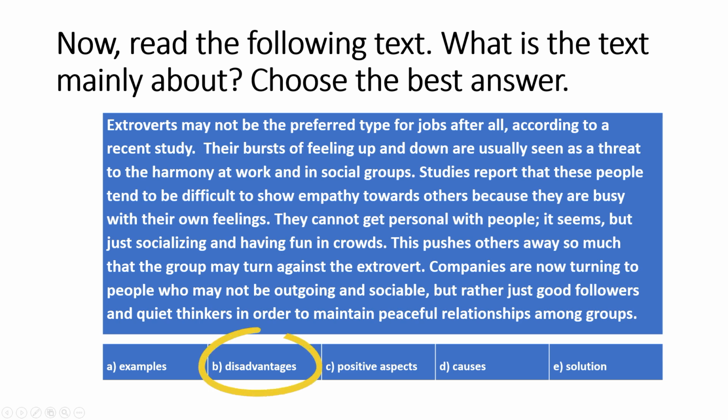The answer to this question is disadvantages. Why? Let's see. There are some keywords or sentences that help us. In the first line, we see that these people may not be preferred. First, they are seen as a threat at work, and it is difficult for these people to show empathy towards other people. Also, we see that companies might prefer to hire people who are not outgoing or sociable. With these ideas in the reading text, the answer is disadvantages.